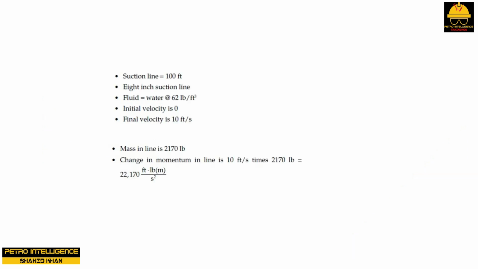Then proceed as follows. Mass in line is 2,170 pounds. Change in momentum in line is 10 feet per second times 2,170 pounds equals 22,170 feet-pound-mass per second.